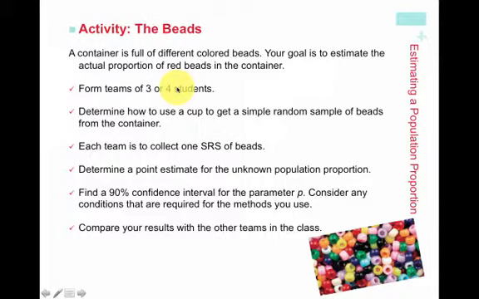So just to talk about an activity that would let us create a confidence interval, we have this container full of different beads. Our goal is to estimate the proportion of red beads in the container. And we could go through this process. We could form groups of 3 or 4. We could take a cup to make a simple random sample. That is, dip the cup into the large bin full of beads and collect a simple random sample. The point estimate would be you count the number of red beads and divide by how many beads you had total in your sample. We're going to find a 90% confidence interval for this parameter p.